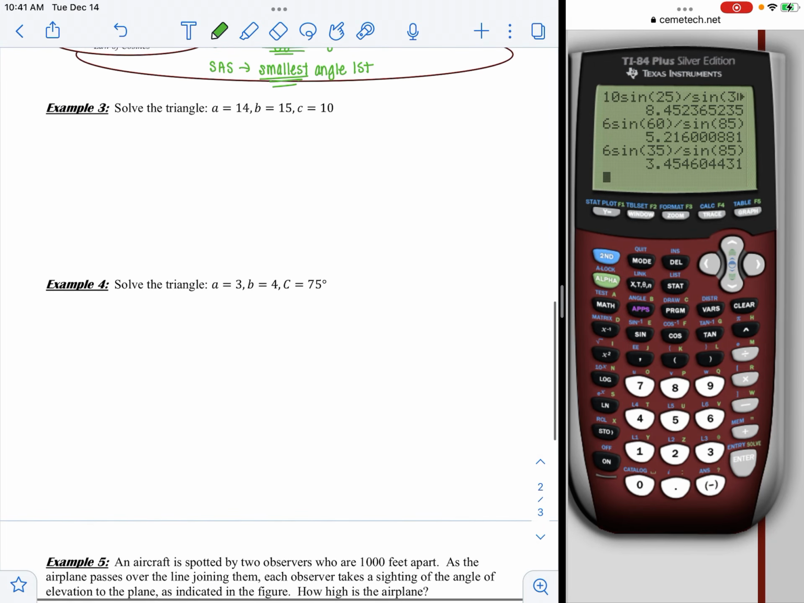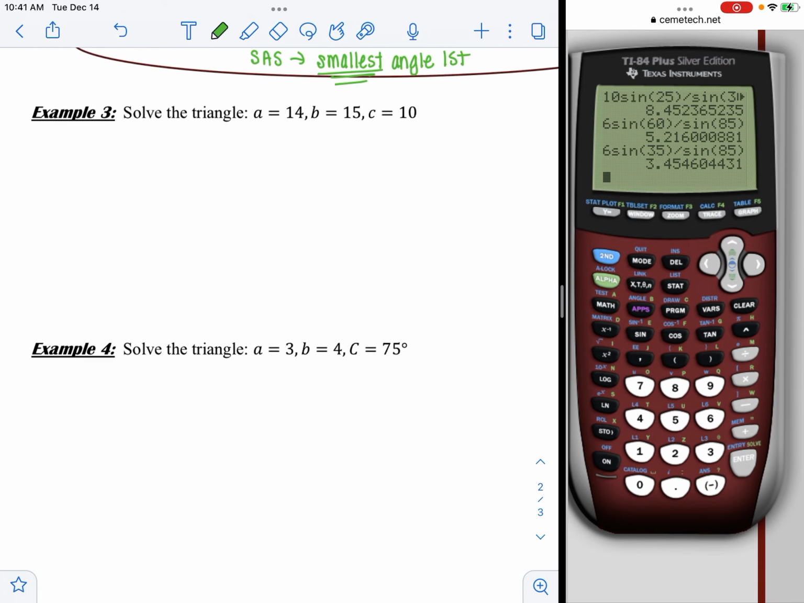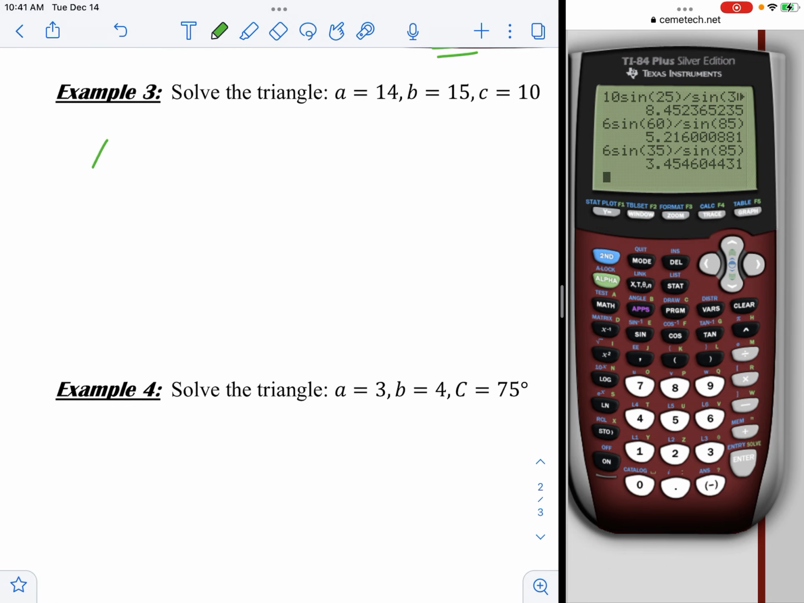Okay. So this says solve the triangle. Same way we're starting, we're going to draw a picture, and then we're going to decide that, oh yes, we can use the law of cosines on that. So I'm going to call it ABC. Side A is 14, side B is 15, and side C is 10. If you look, you have all 3 sides. This is SSS, so you are using the law of cosines.